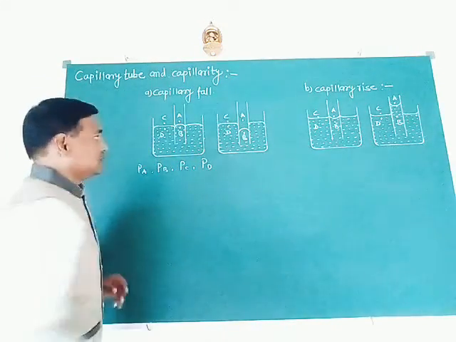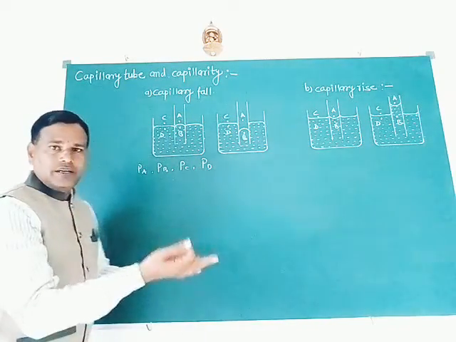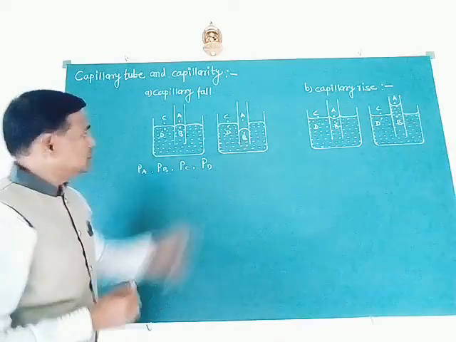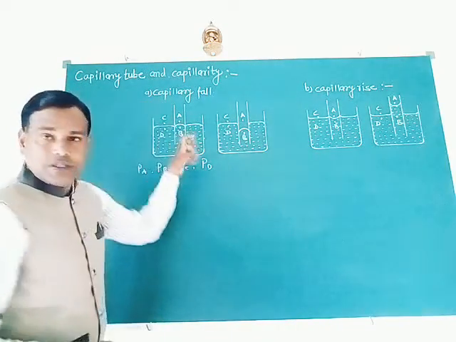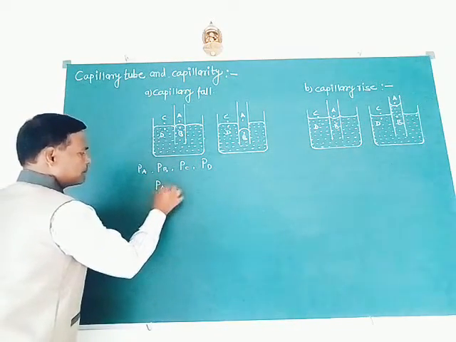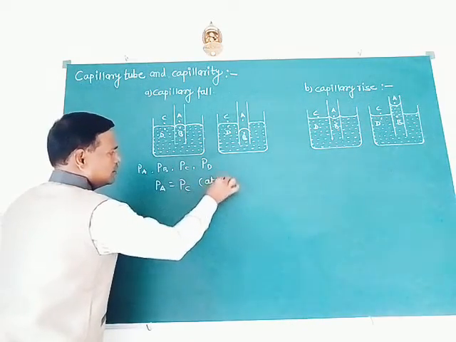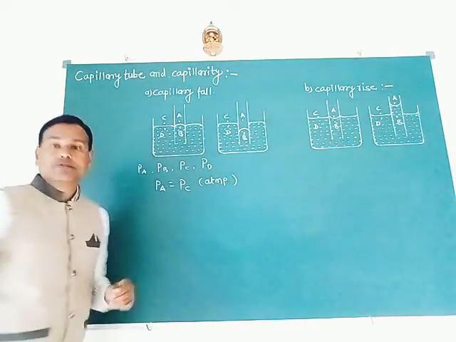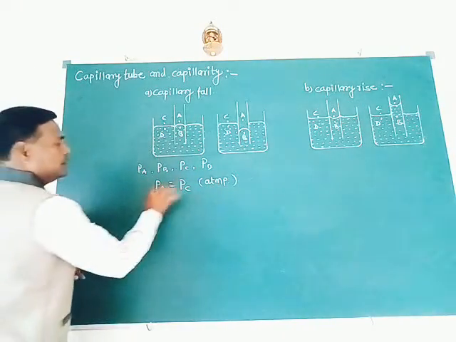It is clear that point A and point C are in air inside the capillary and outside the capillary, but they experience a pressure of atmosphere. Therefore PA is equal to PC. We can say atmospheric pressure acts on these 2 points. PA equal to PC.